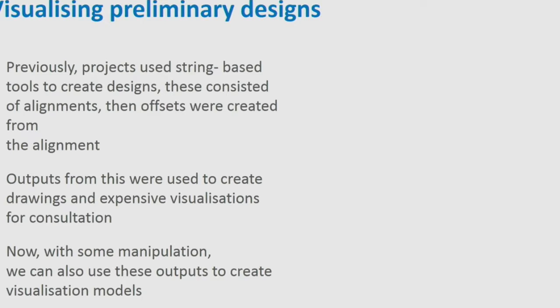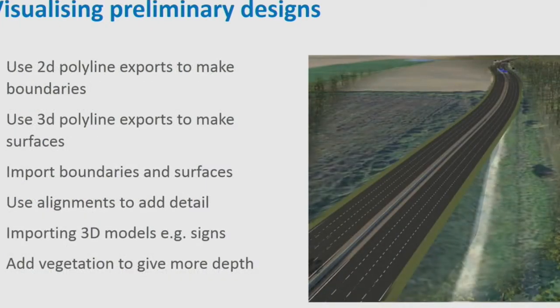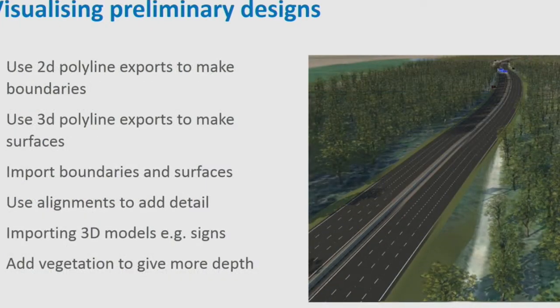But with a bit of manipulation of the outputs from the string-based software, we can actually make visualizations using InfraWorks within a matter of weeks rather than months. So what we do is we take the 2D polylines and create boundaries for each element. So you would have a boundary for the carriageway, a boundary for the centre reserve, a boundary for the verge. You'd use the 3D polylines to make a surface in Civil 3D. You would then do exports of both of those, import those into InfraWorks, apply styles to them to make it look something like that's on the screen.